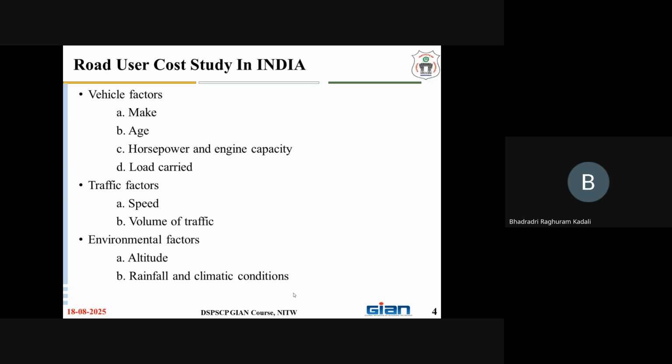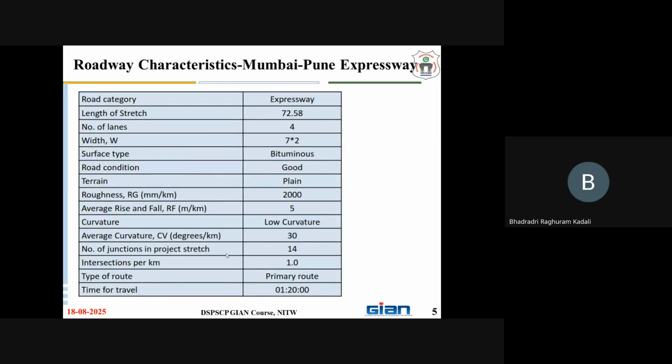Then apart from that, traffic related factors like the speed and the volume of the traffic may change your VOC. If you travel from the highest traffic conditions to the lowest traffic conditions, there is a change of the speed, and that might impact your vehicle operating cost. Then environmental factors like altitude, rainfall, climatic conditions and gradient all make some impact on your vehicle operating cost. This is just an example of the Mumbai Pune Expressway.